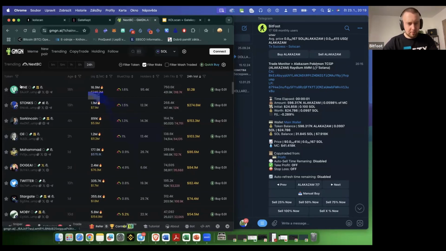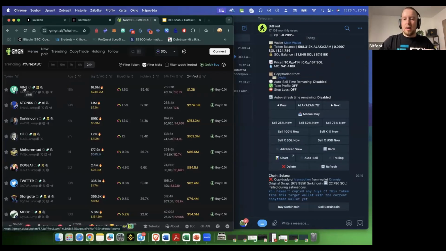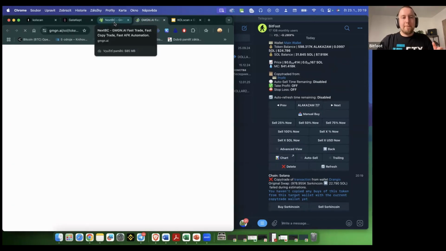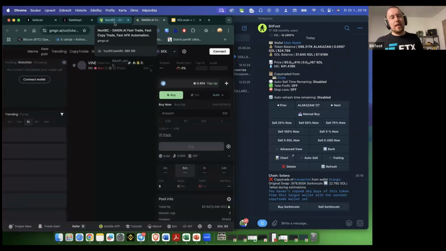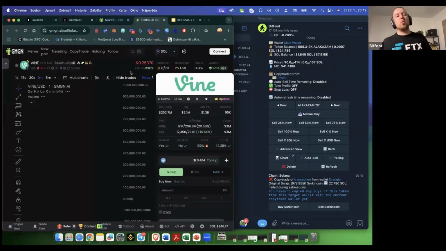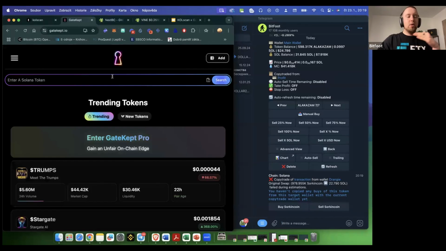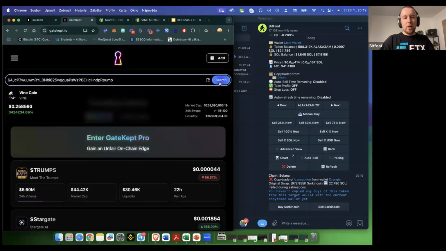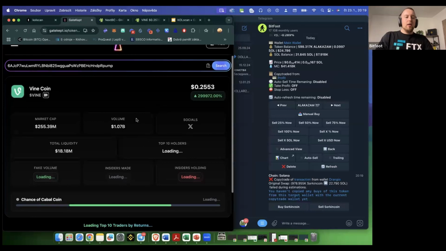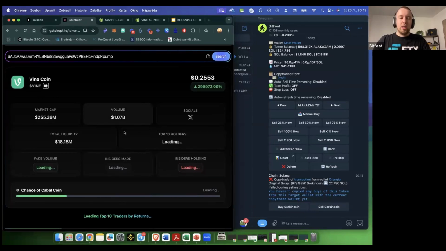Right here you can see, in less than 24 hours, we've seen Vine, the very famous social network, pop up, and it has gained quite a lot of traction. So we can look into this one. I mean, this one is already really big, with a $200 million market cap. So this one is probably not ideal for this strategy, because it's already way too large. But we can show what I'm about to tell you on this one.